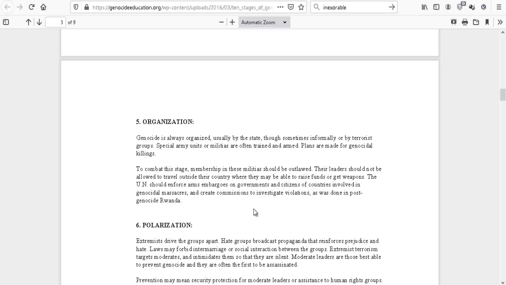Governments and citizens of countries involved in genocidal massacres should create commissions to investigate violations, as was done in the post-genocide in Rwanda. Oh man, that was bad. That was real bad. That was insane.